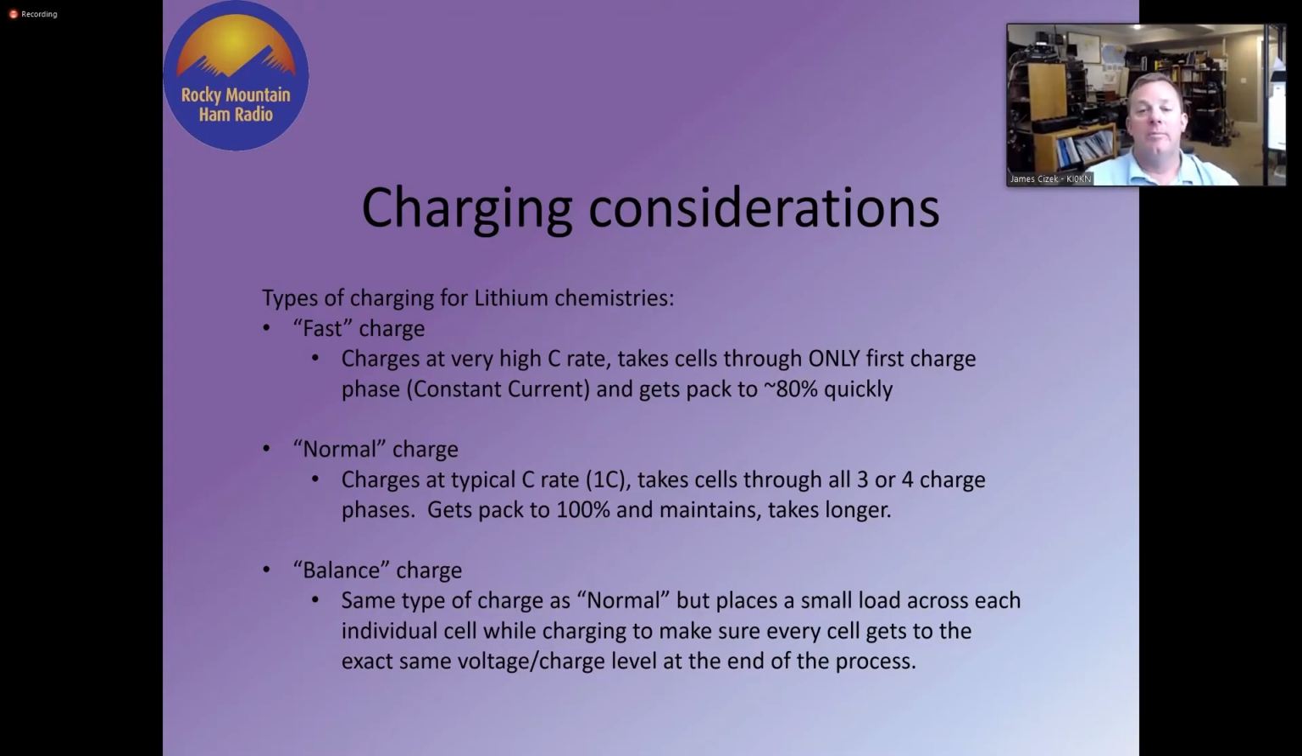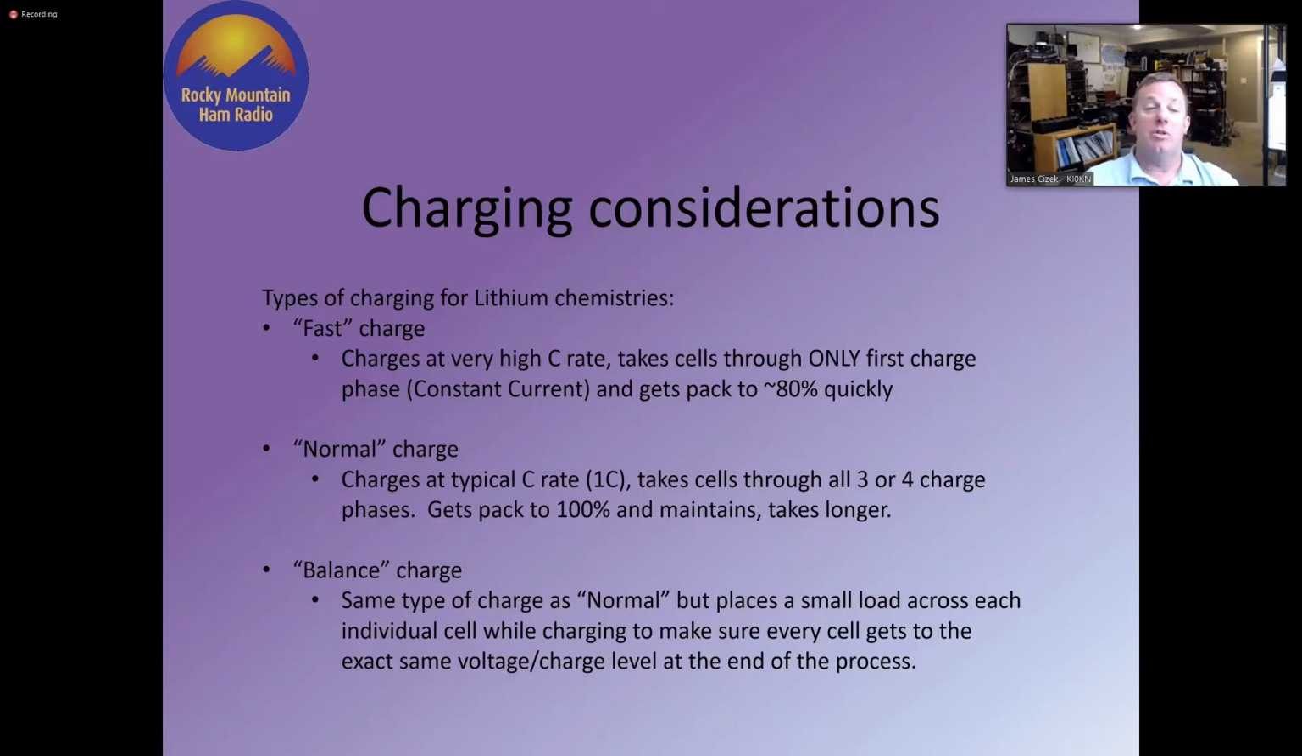mark there. A normal charge takes the battery usually at 1 C. So if you have a 5 amp hour battery, you would charge that at 1 C, 5 amps. And that will take the cells through the 3 or 4 stages of charge all the way up, gets to 100% and maintains it. It does take longer than a fast charge.